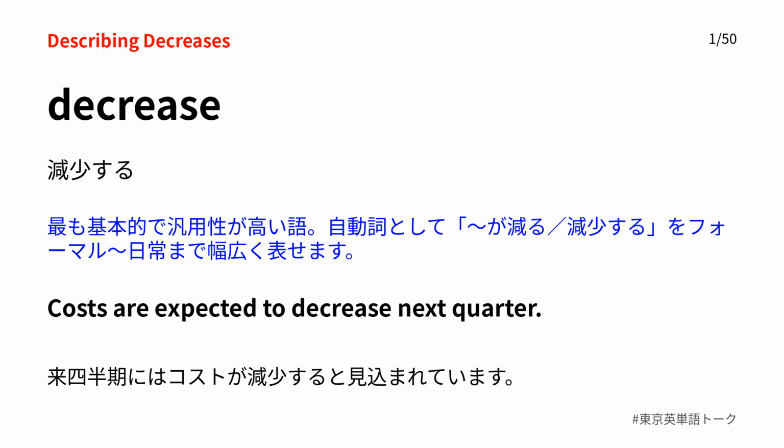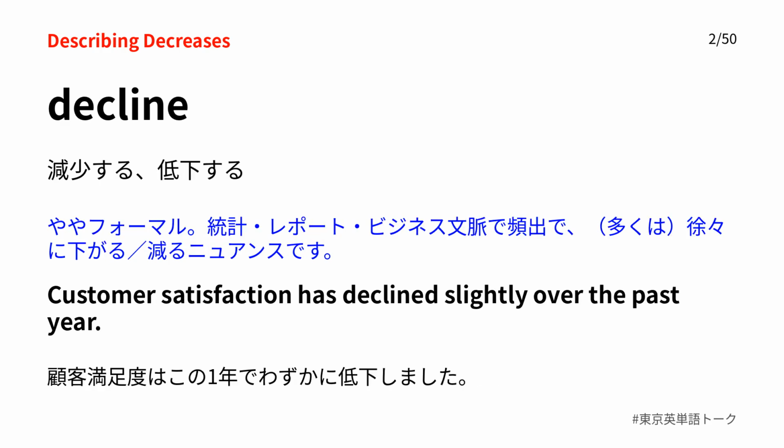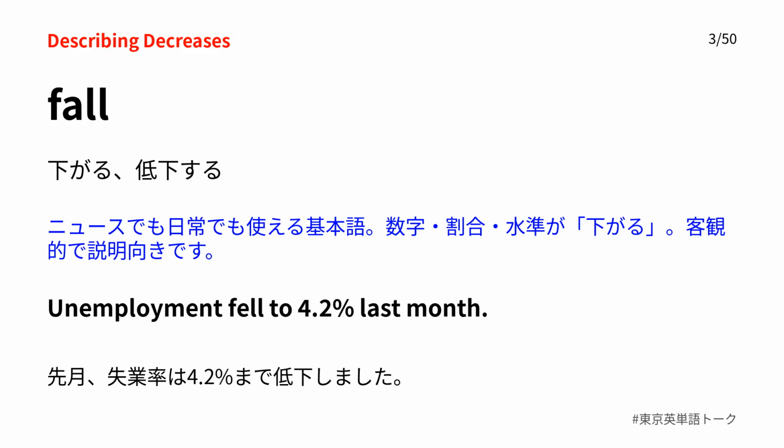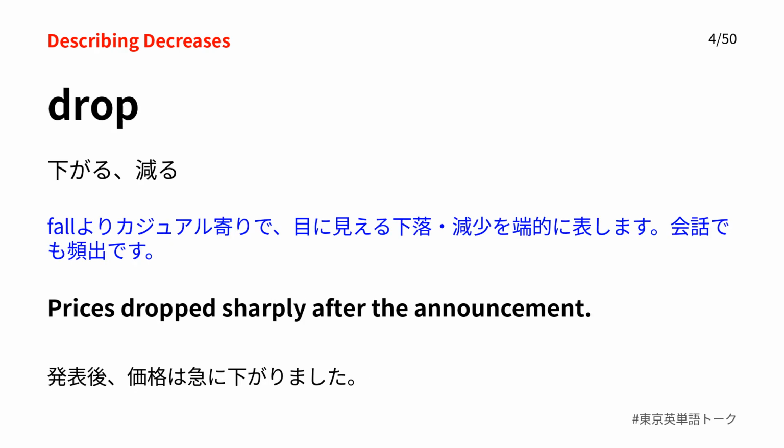Decrease. Costs are expected to decrease next quarter. Decline. Customer satisfaction has declined slightly over the past year. Fall. Unemployment fell to 4.2% last month. Drop. Prices dropped sharply after the announcement.